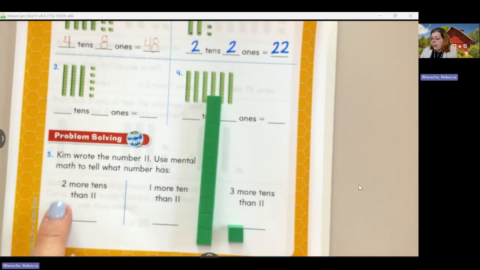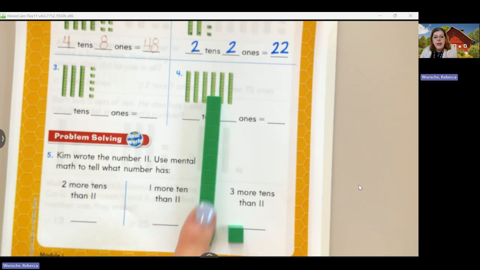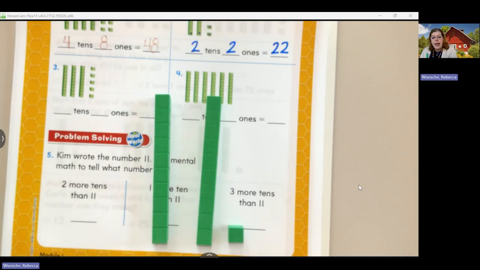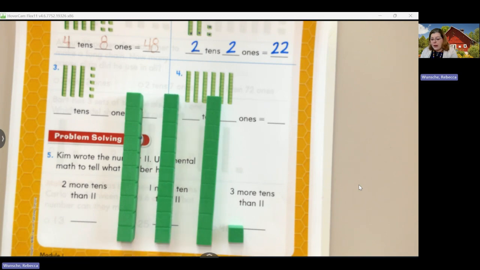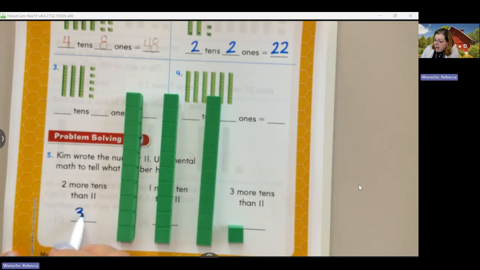Then the question says, what if I had 2 more tens than 11? So here's my 11 I have built, but now I'm being asked to add 2 more tens. So I'm going to add 2 more tens rods, and I'm going to see what my new number is that I have modeled. Again, when I see a tens rod, I'm going to count by tens. So I have 10, 20, 30, and the 1 one that's left. So I have 31. I have 3 tens now and 1 one.